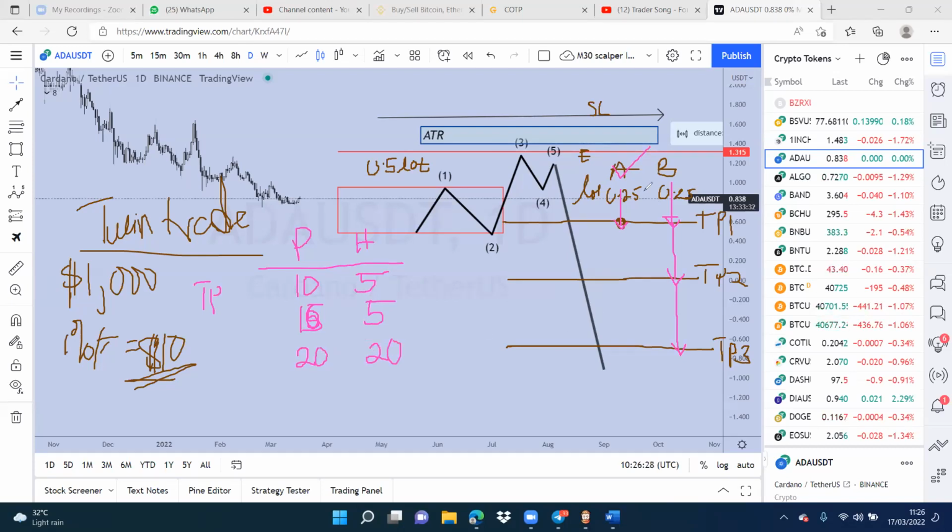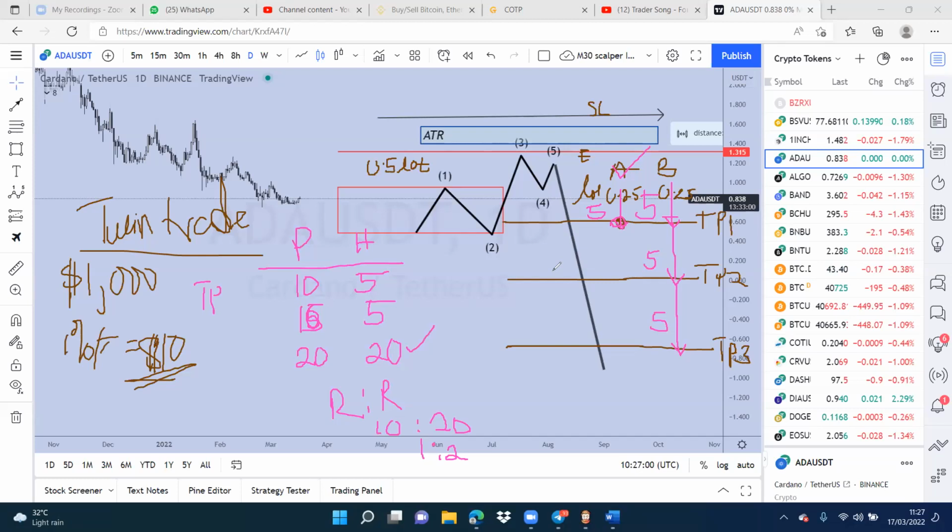So distance from this point to this point is $5 for each of them. B, $5, $5, $5, A, only $5. So A will close with $5 and go home. B goes for $15 more. So in total, we have made $20. So our risk to reward ratio, risk is 10, reward is 20. Our risk is 1:2. An asymmetric risk reward ratio is 1:2.